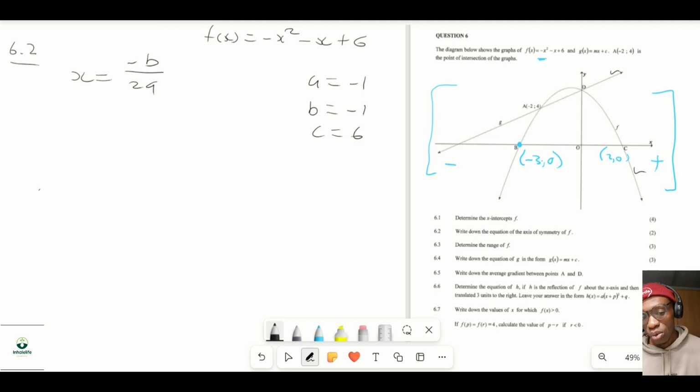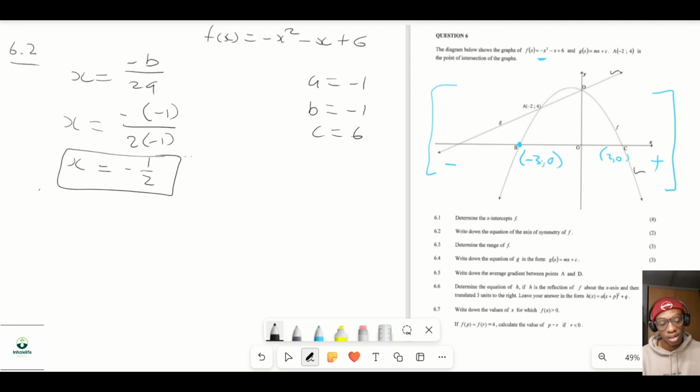We are looking for the axis of symmetry. So we say x, and then we simply substitute everything into the equation. Our b is -1, and our a is -1. So we're going to have x is equal to -1 over 2. This is your axis of symmetry, and then you get your full 2 marks. So the first 4 marks plus the second 2 marks, you already have 6 marks. So let's move on. Let's get all the marks.